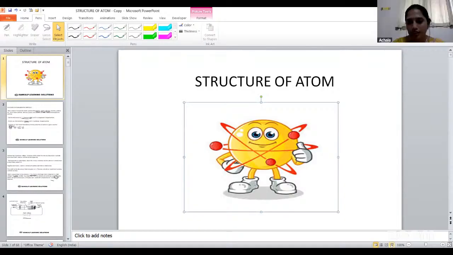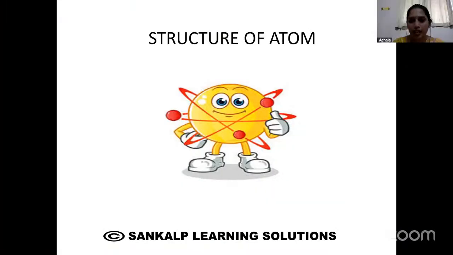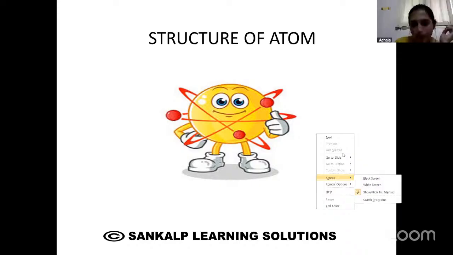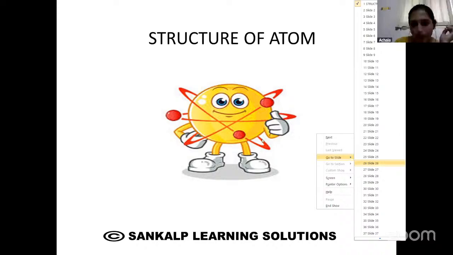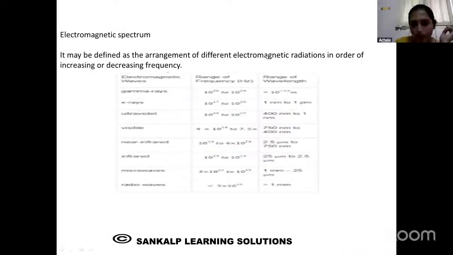Again, it is structure of atom. In the structure of atom, in the last class, we have studied up to concepts, electromagnetic radiations and the characteristics of electromagnetic radiation. Now, in this class, let us move on to what is electromagnetic spectrum. So, what is then electromagnetic spectrum?